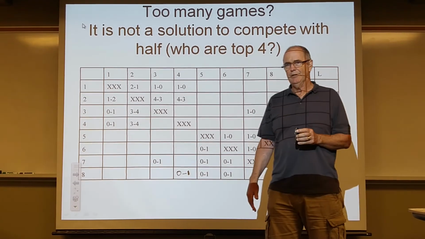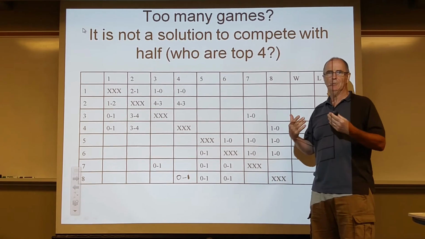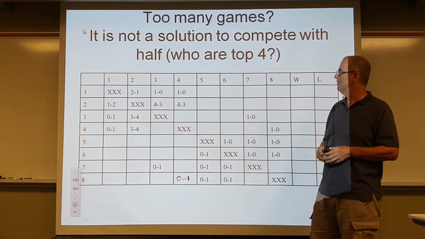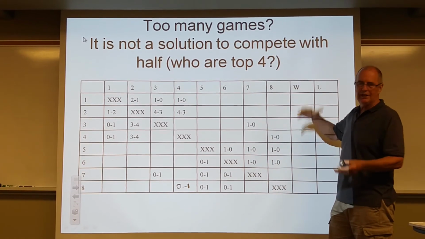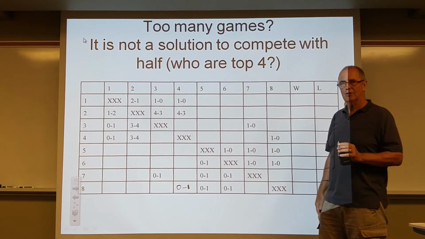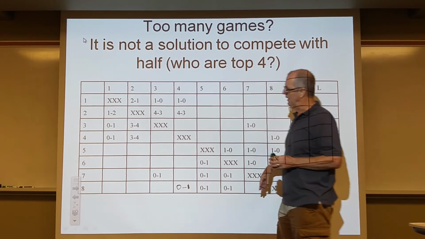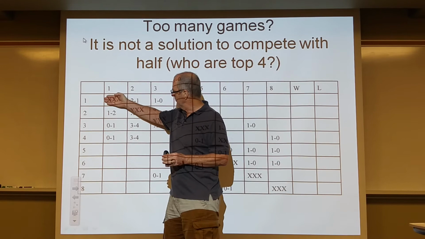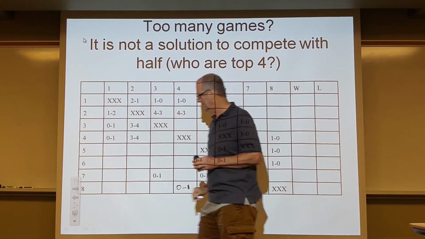Now, sometimes I've seen this happen where they say, well, there's too many games to complete a true round robin tournament. So they've not had everybody play everybody. That's not a good choice. Because, as you can see in this format, let's assume this is our number one seed, number two seed, number three seed, number four, number five, number six, number seven, number eight.